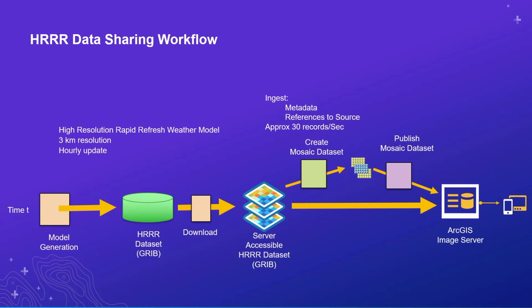Here's an example workflow of sharing very high resolution data. It's called HRRR, a high resolution rapid refresh weather model data, 3 kilometer resolution, hourly update. As you can see in the workflow, the model is cranking out output, going to a database, we're downloading it and creating a Mosaic using all the new data, and then publishing it and serving it through ArcGIS Image Server and updating on a regular basis. So it's a great example of how you can not only share your data, but continuously update the content of the service that you are sharing.